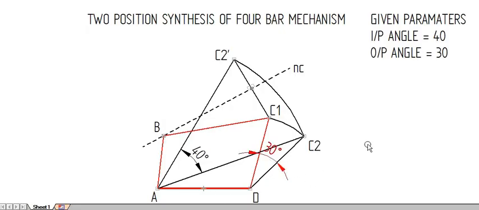So here we are taking three assumptions. The first one is the fixed link AD, the second one is the output link DC1, and the third one is the point B. We are selecting point B at any point on line NC, or the perpendicular bisector of C1 C2 dash.